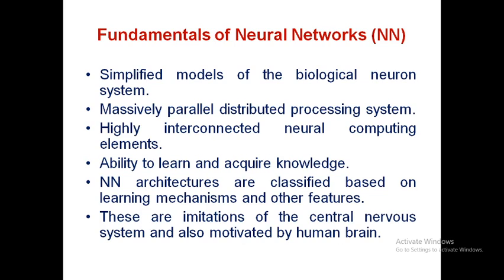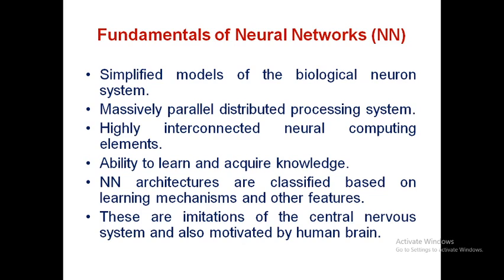If you want to get a more accurate neural network, you have to train the neural network, or the neural network has to learn more data. Then only you can get the output. So based on that learning mechanism, these neural network architectures are classified, like supervised learning, unsupervised learning. These are the different learning mechanisms in neural networks, and these are imitations of the central nervous system and also motivated by the human brain.